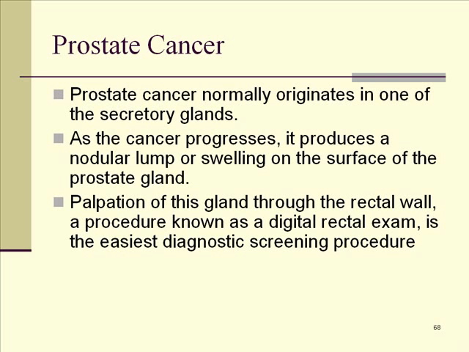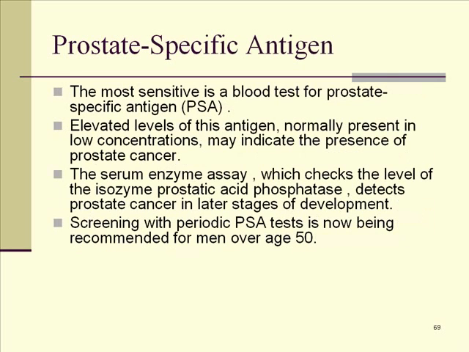Palpation of this gland through the rectal wall, a procedure known as a digital exam, is the easiest diagnostic screening procedure. There are also blood tests that can be done, prostate-specific antigen, also known as PSA. I'm sure that's a test question. It's the most sensitive blood test. Elevated levels of an antigen that is normally present in low concentrations would indicate a problem in the prostate gland. So if the PSA is elevated, it gives you a good idea that something's going on in the prostate gland.